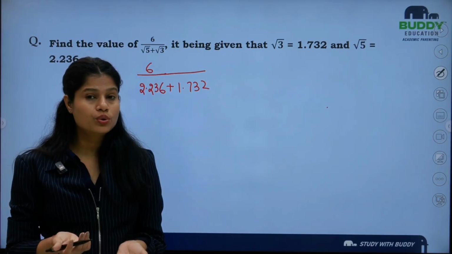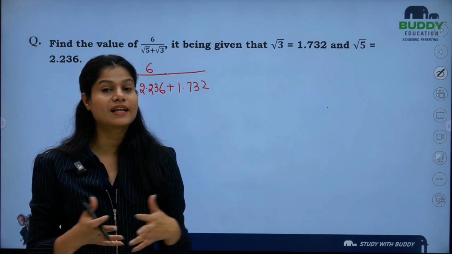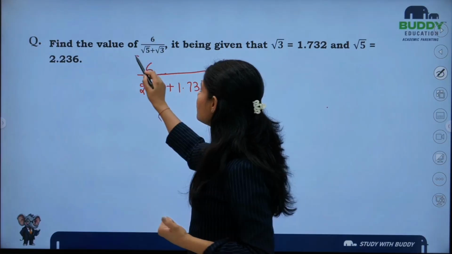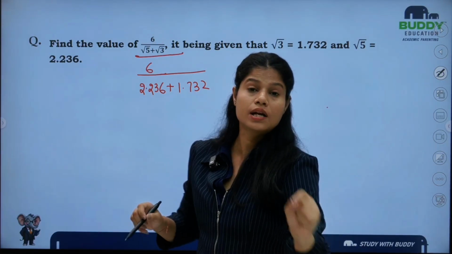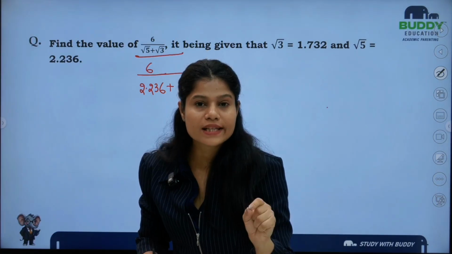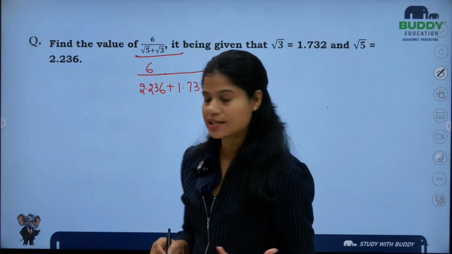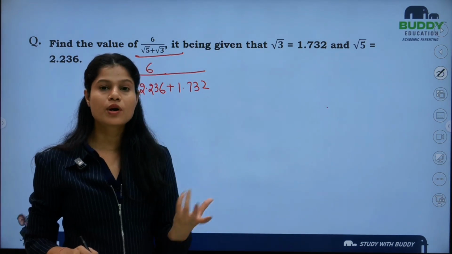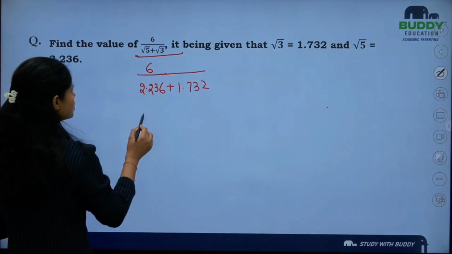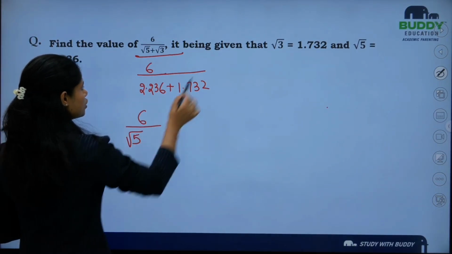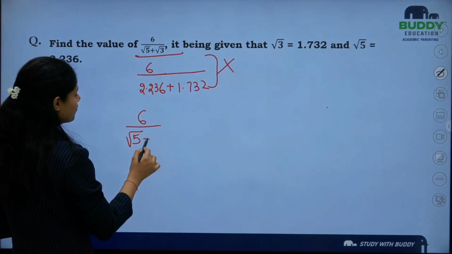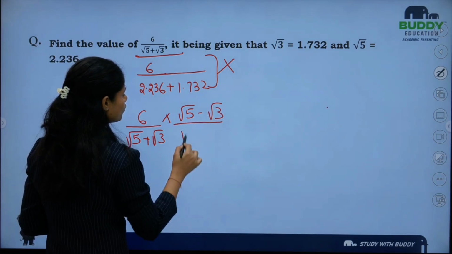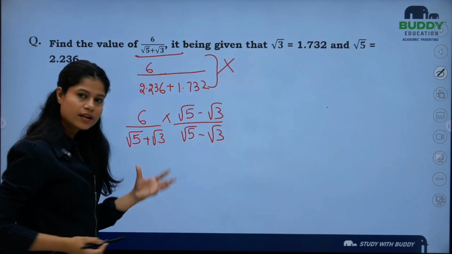So now what to do? What is that one procedure that can help us in simplifying the calculation part? You all know that whenever we see any irrational number in the denominator, the only thing that can help us is rationalization. So first, instead of putting the values directly, we will do rationalization. Okay, root 5 plus root 3, and we will multiply this by root 5 minus root 3 over root 5 minus root 3. All right, now let's do it.